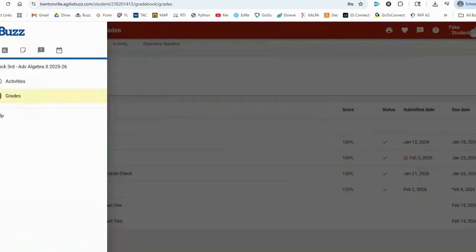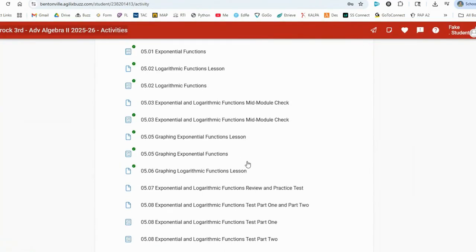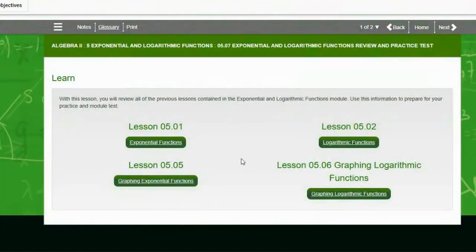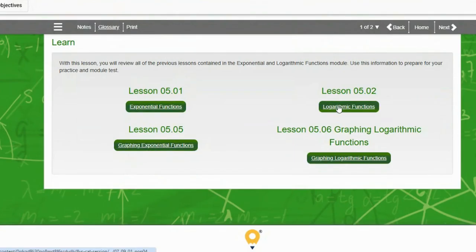So let's go take a look at the activity screen. Now, it says that there's a practice test right here, exponential logarithmic functions review and practice test. But we didn't see a practice test on the assignments page. When you click on this, let me show you what's here. This will have the lesson summaries from the lessons we looked at. Lesson 5.01 tells about exponential functions. This will have what we learned in that lesson. If it ever loads, let me try this again.